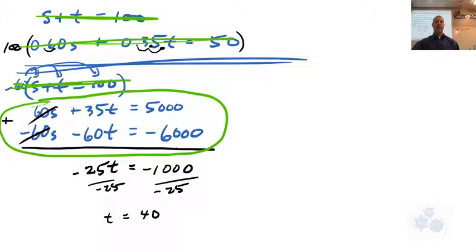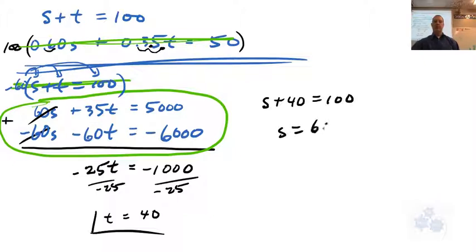And so when we get 40 for t, what do I do next? I have to plug it back into one of the original equations. I'm going to look at this one right here. That one seems to be the easiest, doesn't it? So let's try that over here. s plus 40 is 100, and s is 60. So we know that works for the first equation.